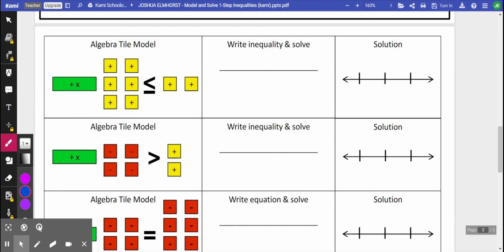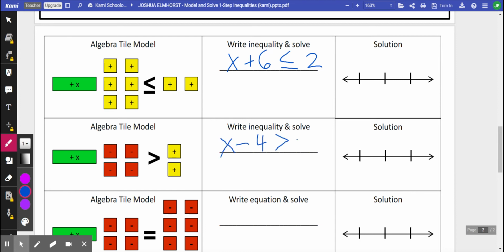Okay, so I'm just going to start getting rolling here. So we've got x plus 6 is less than or equal to 2. Step 1, we're going to subtract 6 from both sides, moving the variable down below. So x is less than or equal to. The 6's are going to cancel, and we've got the variable by itself.